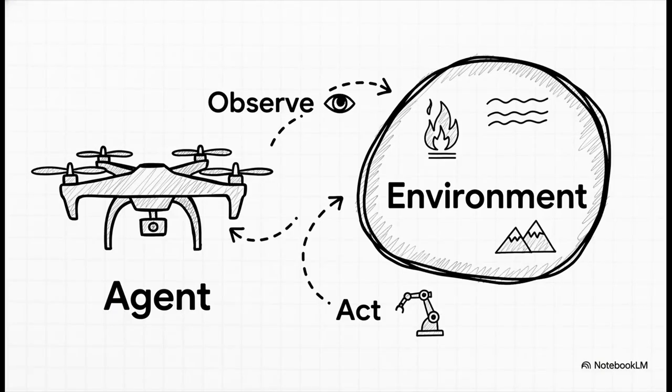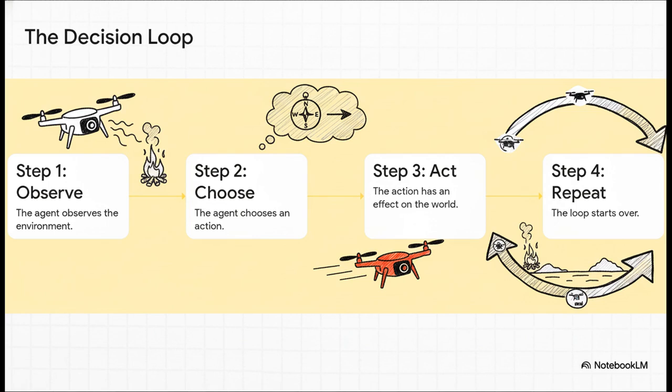To really get how that drone makes a choice, we need to think of it as an agent. Now, the agent is just the algorithm, the brain, the decision maker. Everything else, the fire, the wind, the mountains, you name it, that's the environment. The whole process is basically a continuous back and forth, a conversation between these two. And this interaction follows a really simple but incredibly powerful loop.